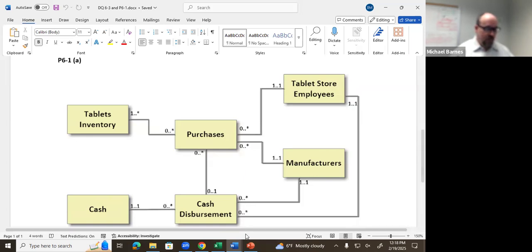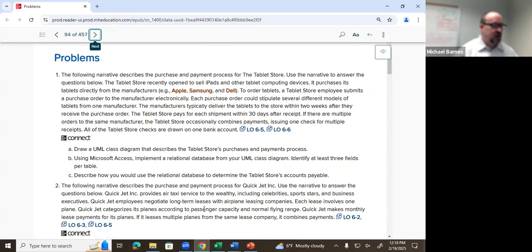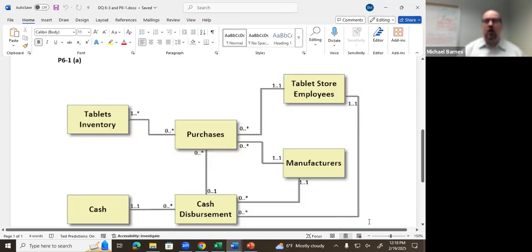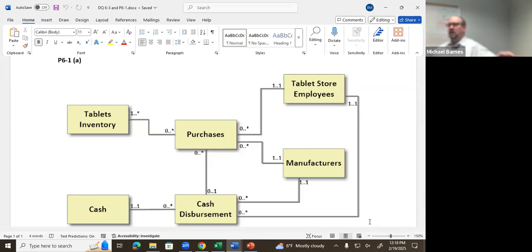All right. Last question, something we haven't talked about, but I'm sure you know from accounting, says, describe how you would use a relational database to determine the tablet store's accounts payable. So we have this UML diagram of information that's going to go into our database. So for each of these items that's listed here, we're going to have a table representing each of these because these all represent entities. Remember, relational databases are entities. The tables themselves are the entities.